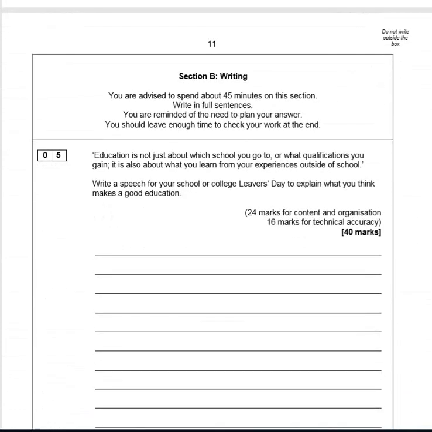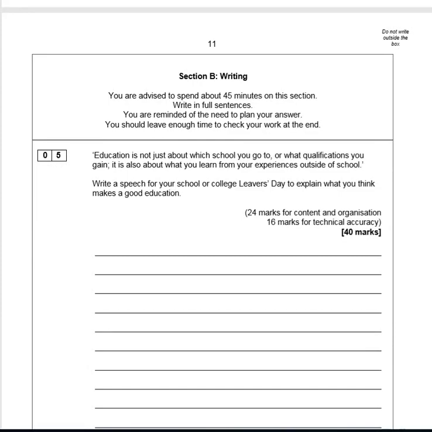Now question 5, section B. We've got an upload on this with a great formula. So please look on my channel for English Language Paper 2 section B, or just look for transactional writing, my how-to guide on transactional writing.